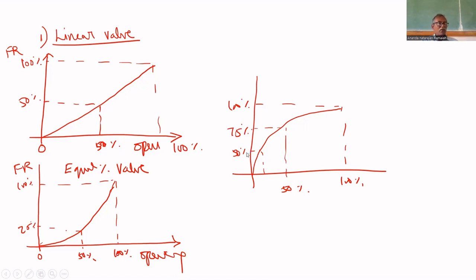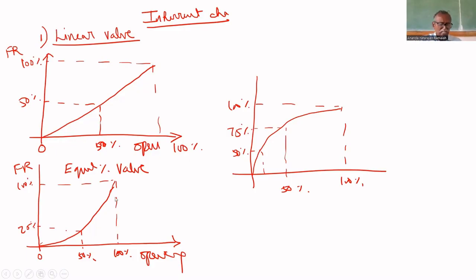This is possible only when the pressure drop across the valve is constant. This characteristic is called inherent characteristics. We call the valve by its inherent characteristics. If we keep the pressure drop across the valve constant, it behaves like this. If the relation between opening and flow rate is linear, then it is called a linear valve, provided the pressure drop across the valve is constant.